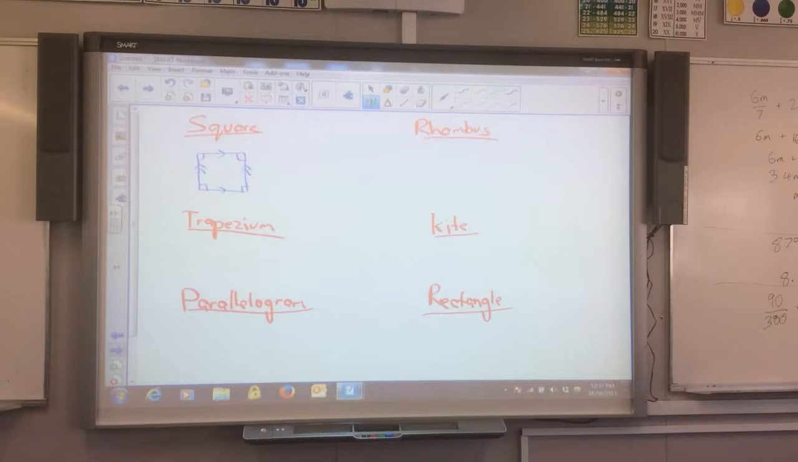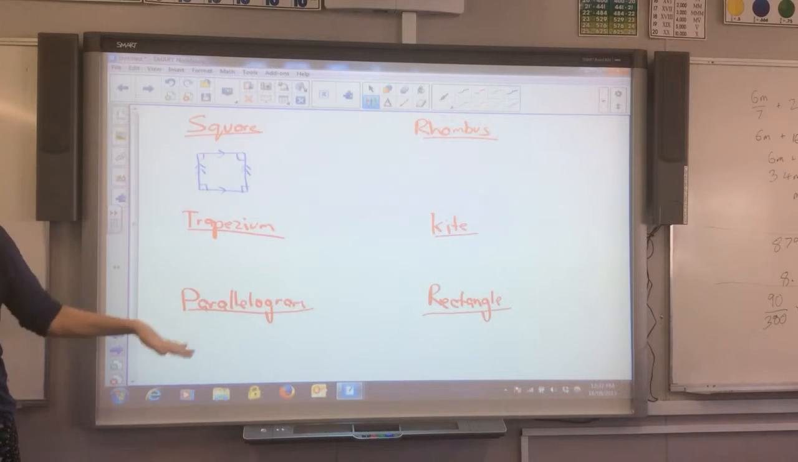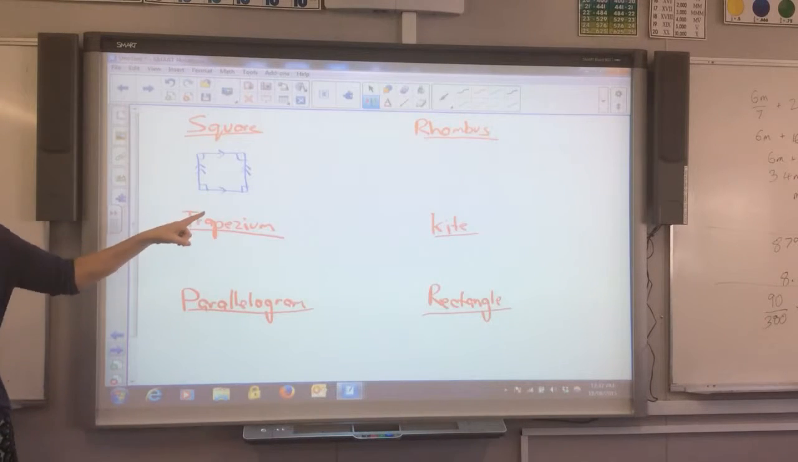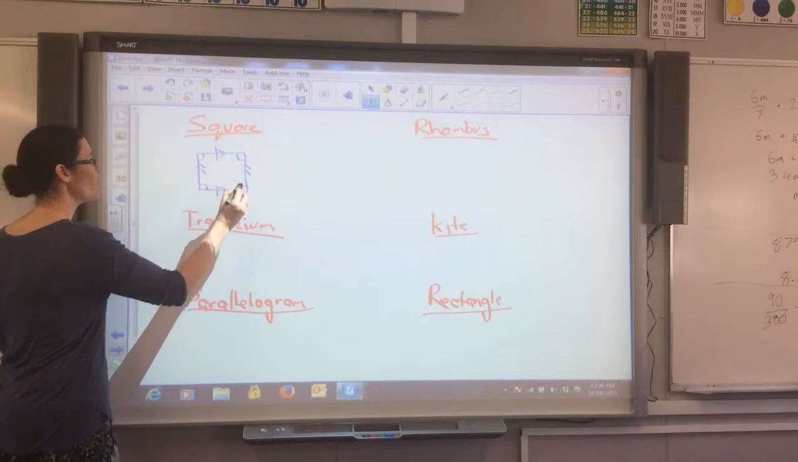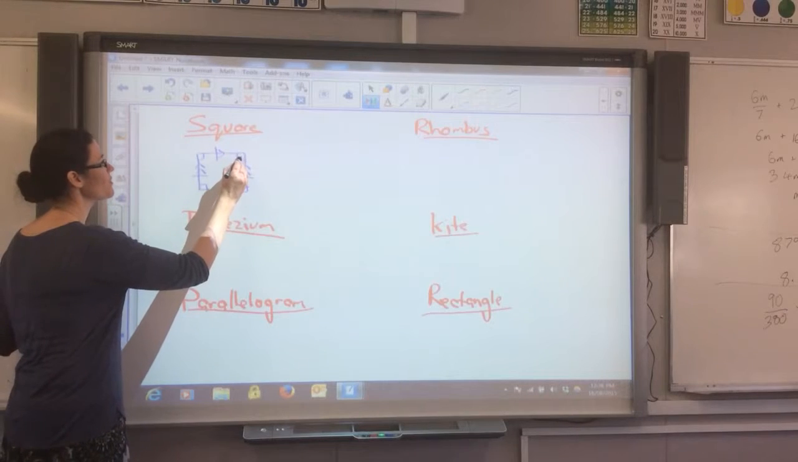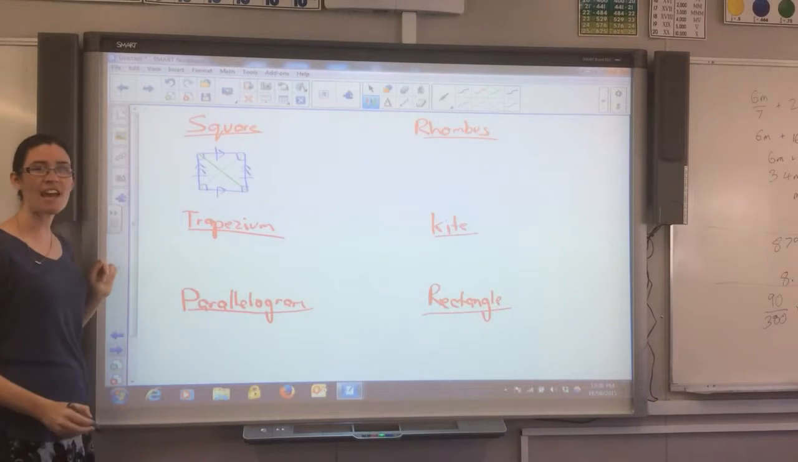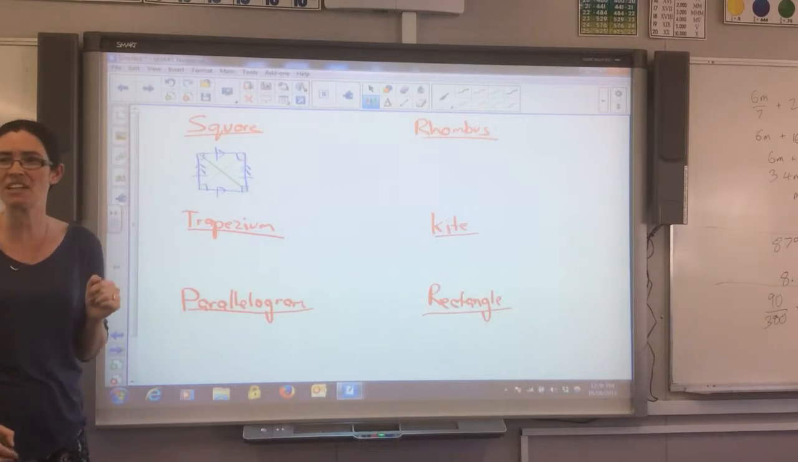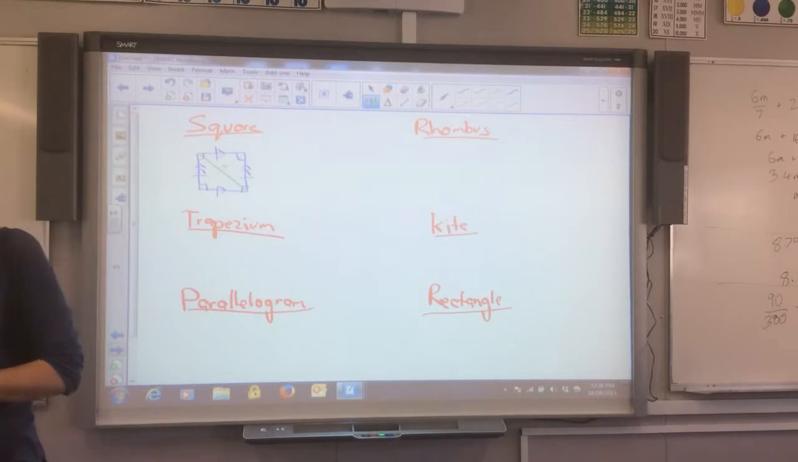Opposite sides are parallel, I've got right angles, what else? The angles add up to 360. What's special about the sides? They're all equal. Okay, and there's actually something special about diagonals for a square. What do we know about the diagonals? Oh, look at that. They're exactly equal. They cut each other exactly in half, and they meet at a right angle. So they're very, very special diagonals.